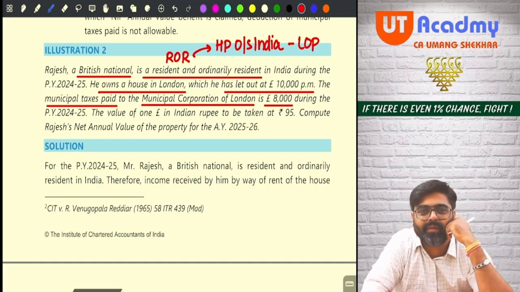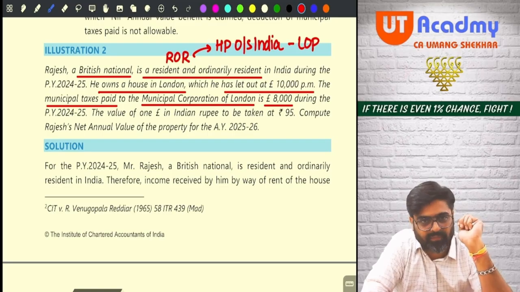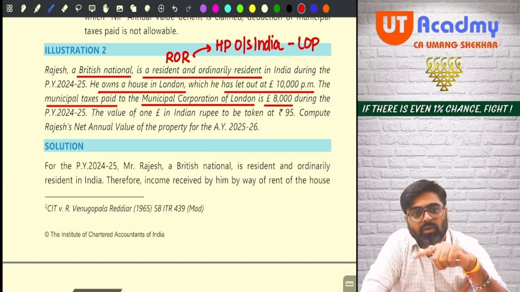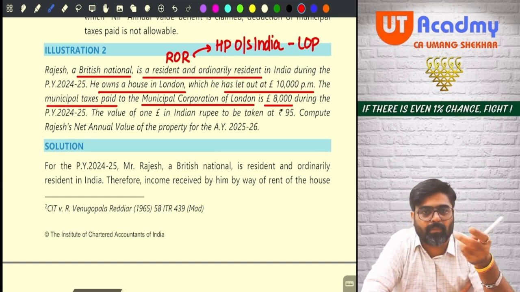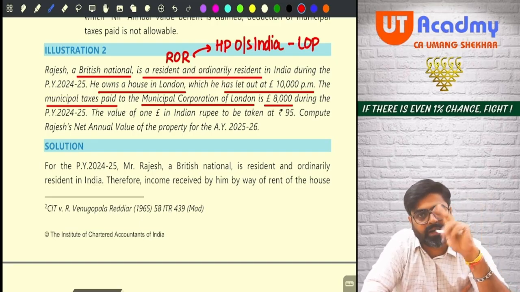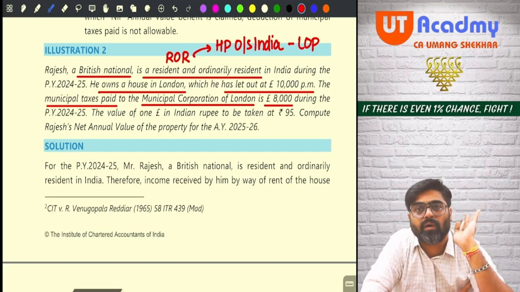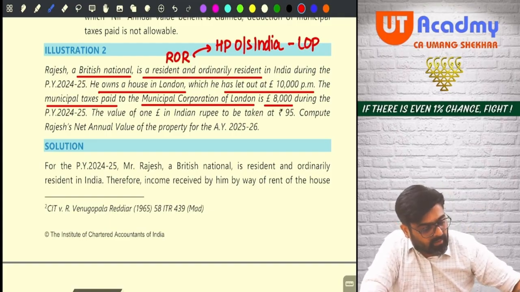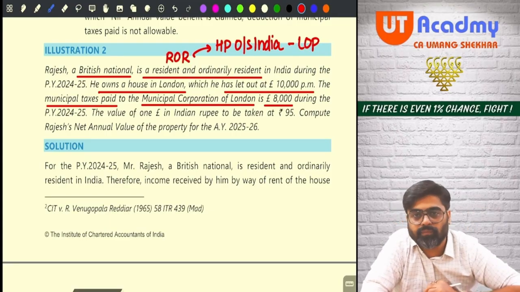So I will directly start from GAV. Actual rent I will take as GAV, 1,20,000. And there is no unrealized rent. So my final GAV will be 1,20,000 pounds. Out of that, municipal taxes for this year are paid in this year, even though paid to a local authority outside India. As per Madras High Court judgment, it will be allowed to me. So 8,000 I will take. So I will get net annual value of 1,12,000 pounds.